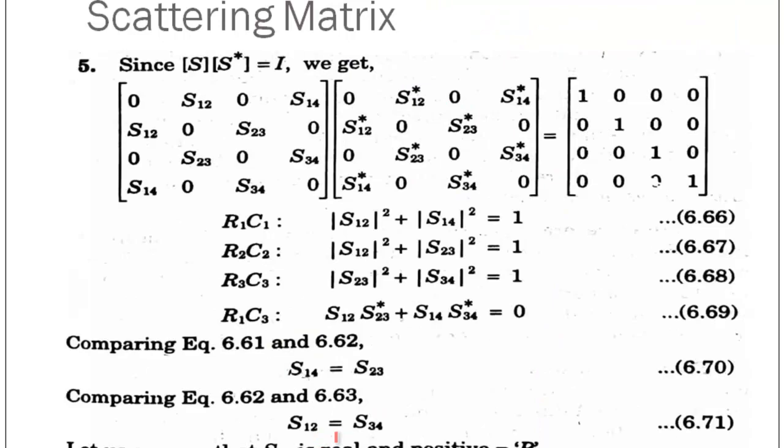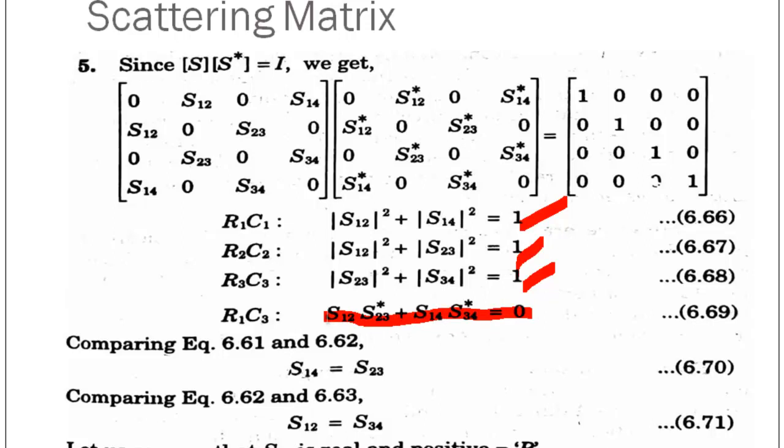Now further we will apply the unitary property. The unitary property of a matrix states that if any matrix is multiplied by its complex conjugate, then we will get the identity matrix. So here this is the scattering matrix of the directional coupler. It is multiplied by the complex conjugate of its scattering matrix. Then we are getting the unitary matrix, right? By solving this matrix, we will get equations. Let us say equation first, equation second, and equation number third.